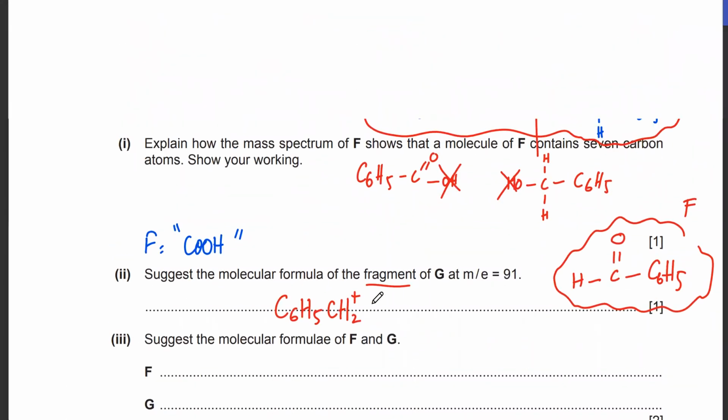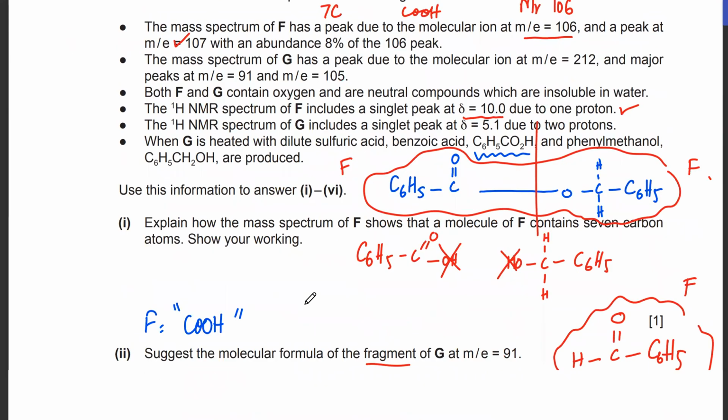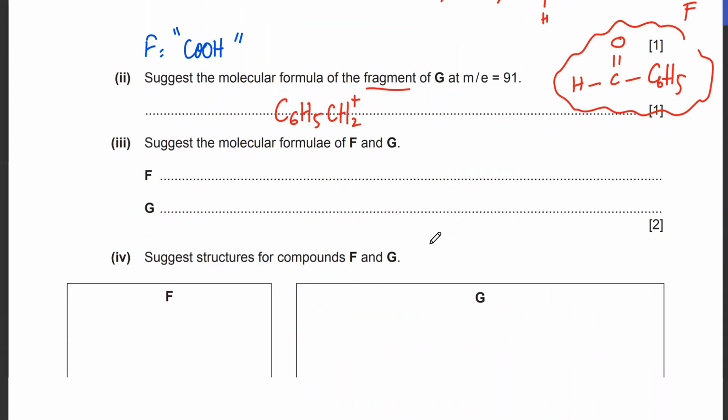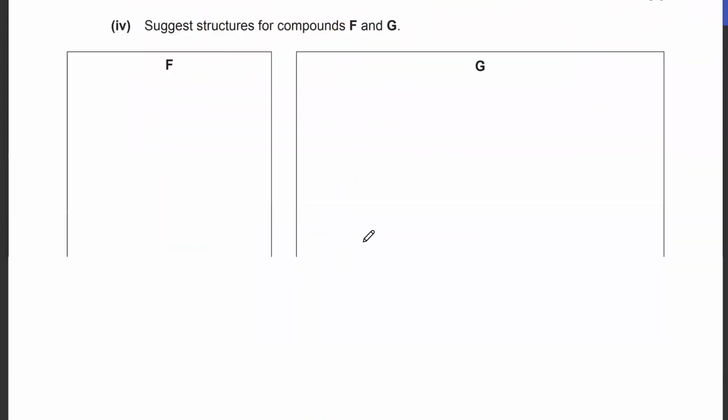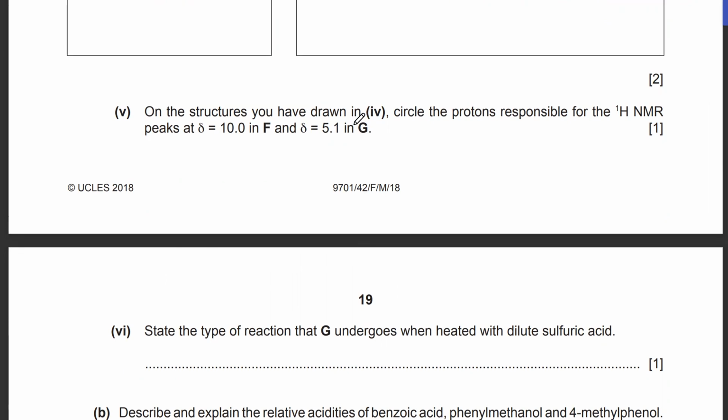Okay. So remember, all these questions about NMR, you always get this one question. It's like solving a puzzle, and it's time consuming, so you have to be very quick with this. Suggest the structures of compound F and G. We've figured that out. On the structure you've drawn, circle the protons responsible for the H NMR peaks at 10 in F and 5.1 in G.